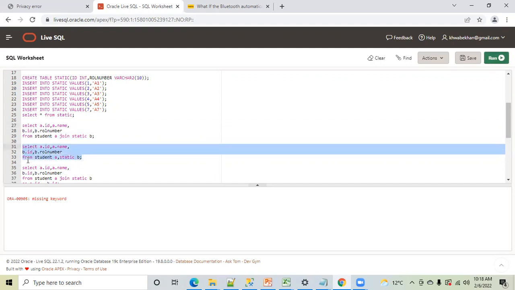Now, second query. In the second query, again, I have used two tables, but when I'm running this, I'm not getting any error message. Why? Because I have not mentioned the join here. I've just used a comma here. So try to understand what is happening here.